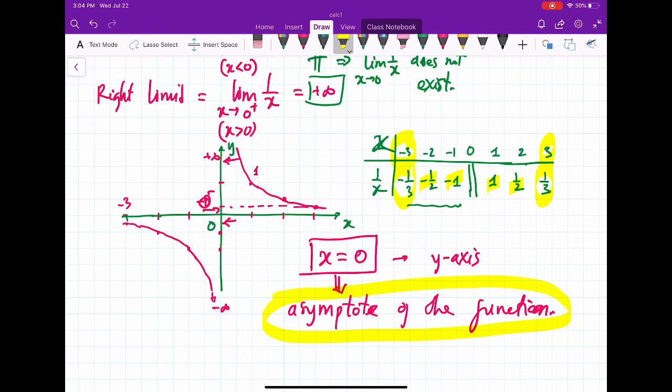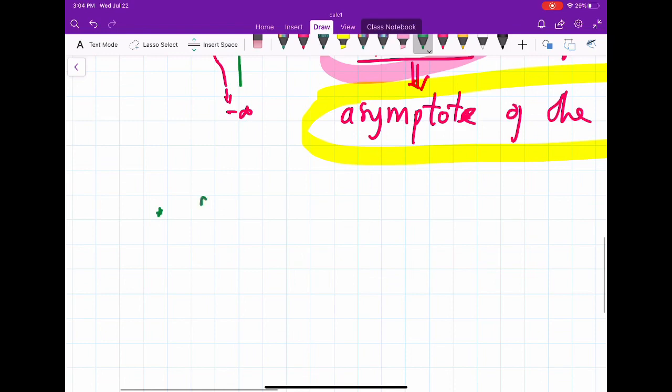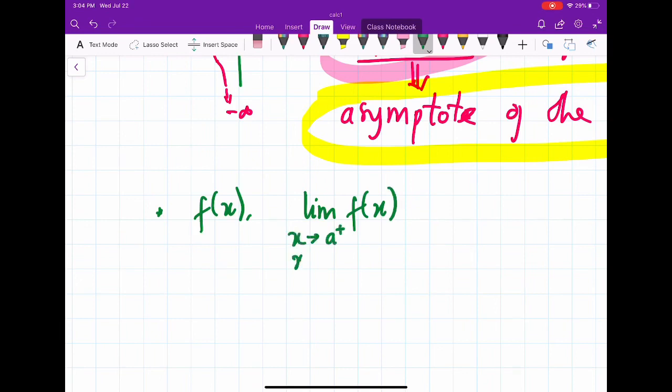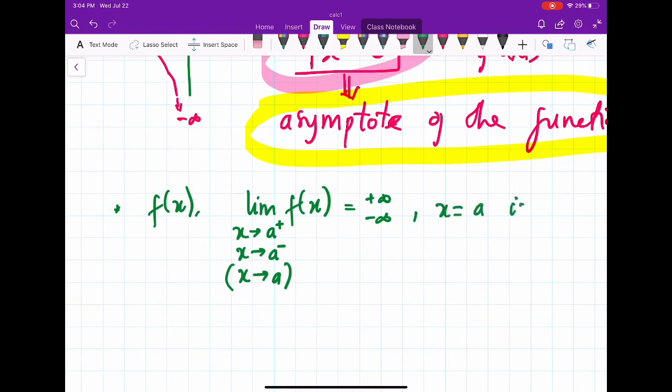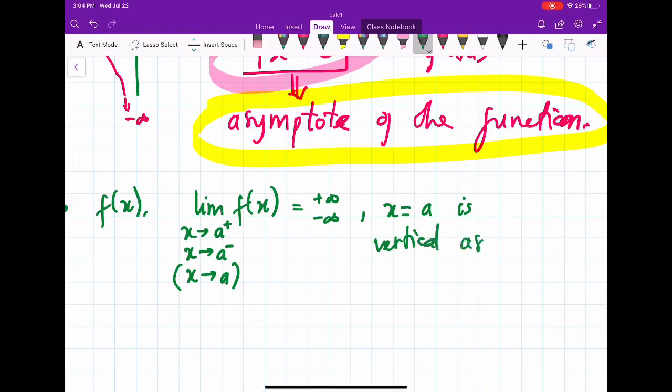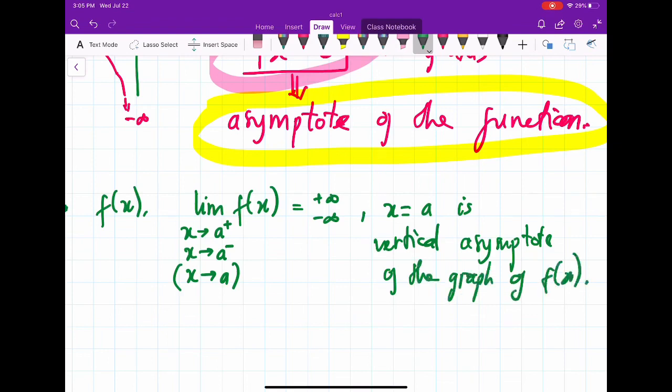In this situation, the function does not have a limit at 0, but the left limit or the right limit exists and is equal to infinity. In that case, that vertical straight line is called an asymptote of the function. Okay, so I can summarize. If you have some function f of x, and the limit of f of x as x goes to a plus, or x goes to a minus, or x goes to a, equals positive infinity or negative infinity, then x equal to a is a vertical asymptote of the graph of f of x.